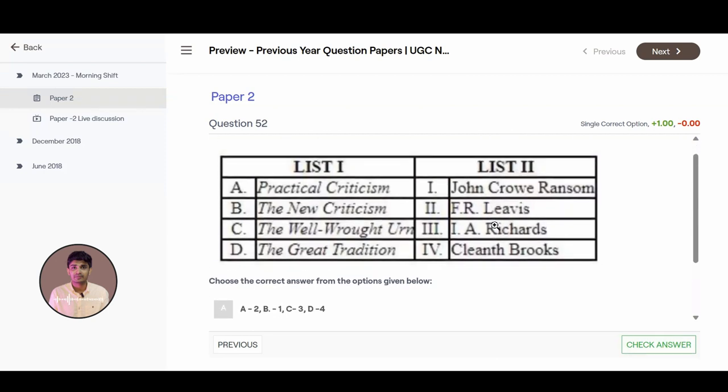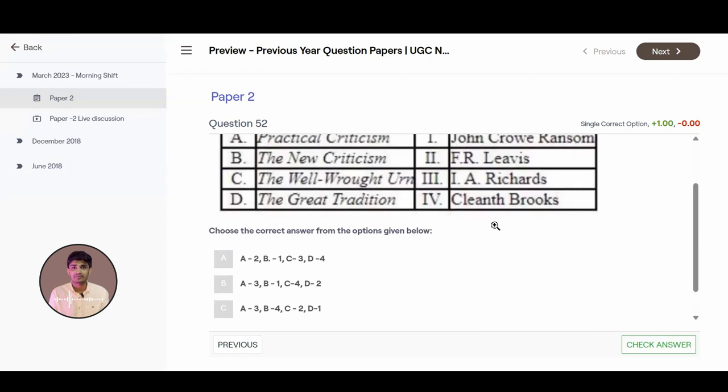You have to connect. All of these terms, all of these works and writers are from the portion on New Criticism. Practical Criticism, The New Criticism, The Well Wrought Urn, The Great Tradition. John Crowe Ransom, F.R. Leavis, I.A. Richards, Cleanth Brooks. Connect.